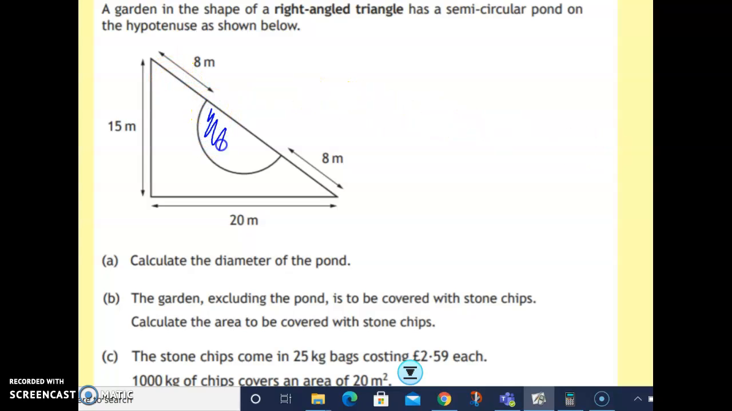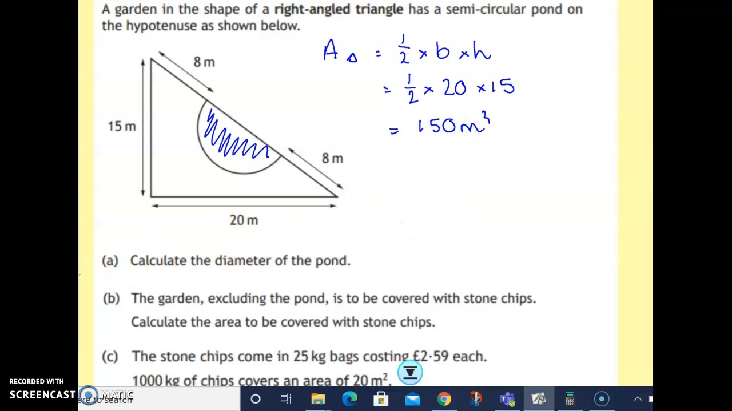So I want to find the area with this wee bit missing. I'm going to start by finding the area of the triangle. The area of a triangle is a half times base times height, which is a half times 20 times 15. Remember, the base and the height of a triangle are always perpendicular, at right angles to each other, so you want those two, not the hypotenuse. Half of 20 is 10, 10 times 15 is 150 metres squared. That should be a squared, it looks more like a cubed, just my bad writing.